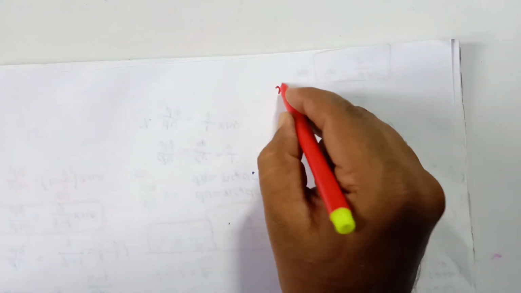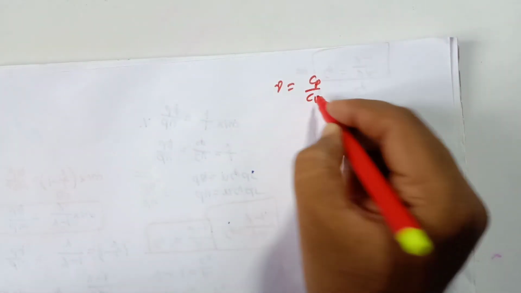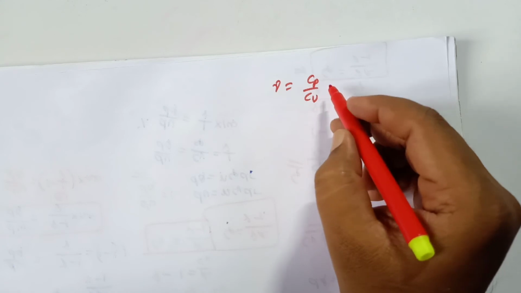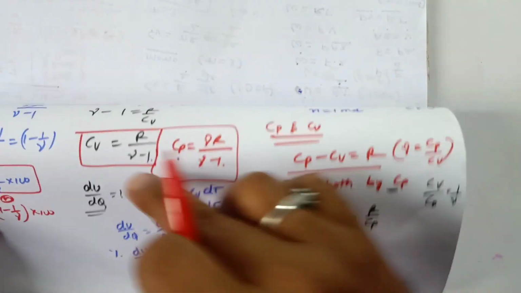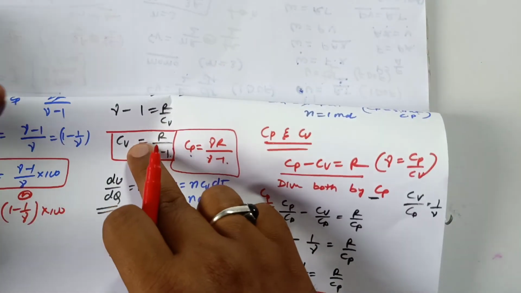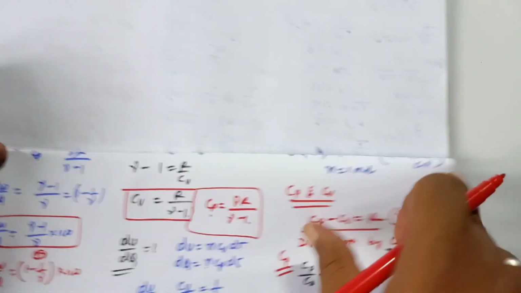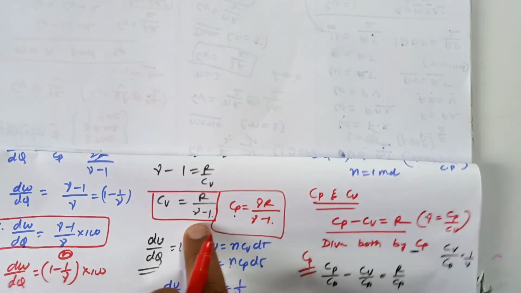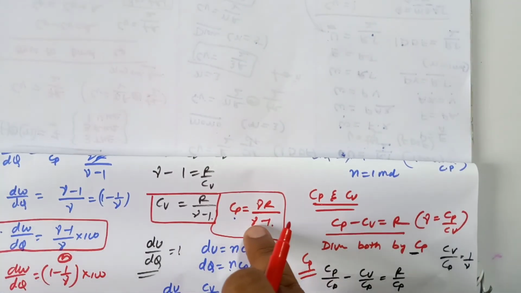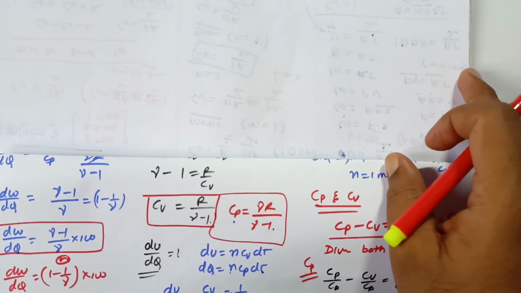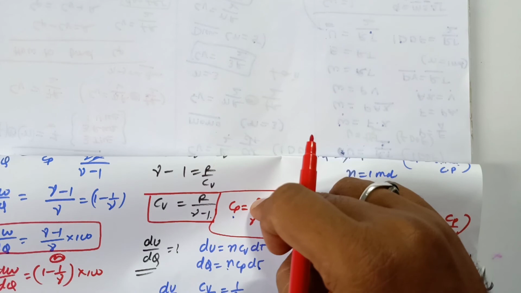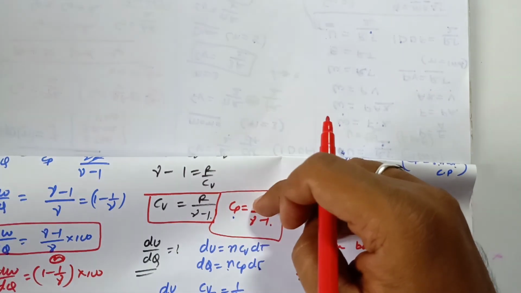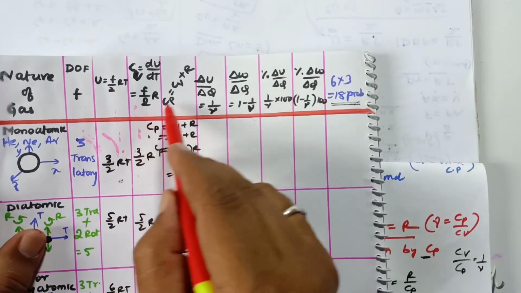You know that gamma is equal to Cp by Cv. Gamma is equal to Cp by Cv. We have derived one concept on the previous page here. What is that? Let us see. So we have derived here Cv is equal to R by gamma minus 1, Cp is equal to gamma R by gamma minus 1. These two values you have derived. Either you can take these two values, or you can take the values which have been derived in the case of kinetic theory of gases here.